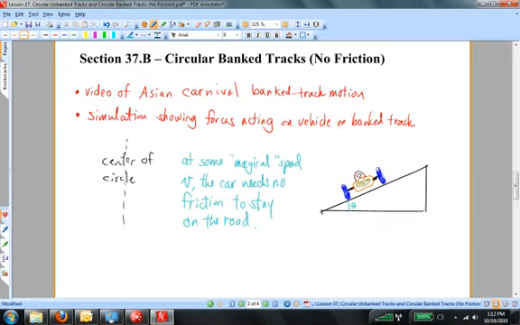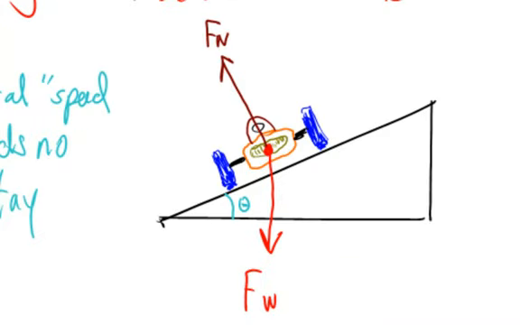Let's examine the forces that are at work on this car when it's moving at that magical speed, v. I've got two. One of them is the weight. The earth pulls the car downward, and the other is the normal force that acts perpendicular to the track's surface. And what I'm going to claim is that the thing that exerts the centripetal force on the car is going to be a component of the normal force that's acting towards the center of the circle.